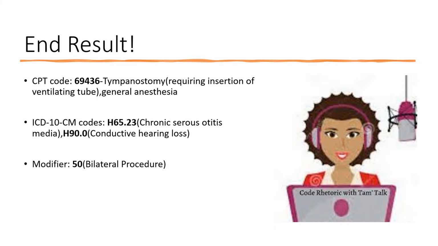And then I failed to mention or do a breakdown of modifier 50, which represents the bilateral procedure. And then here's another caveat with that, because some payers may require a second line item and the use of modifiers LT and RT. So this depends on the payer. But the end result is our CPT code is 69436. We will assign modifier 50, and then we will assign our ICD-10 codes H65.23 as well as H90.0.